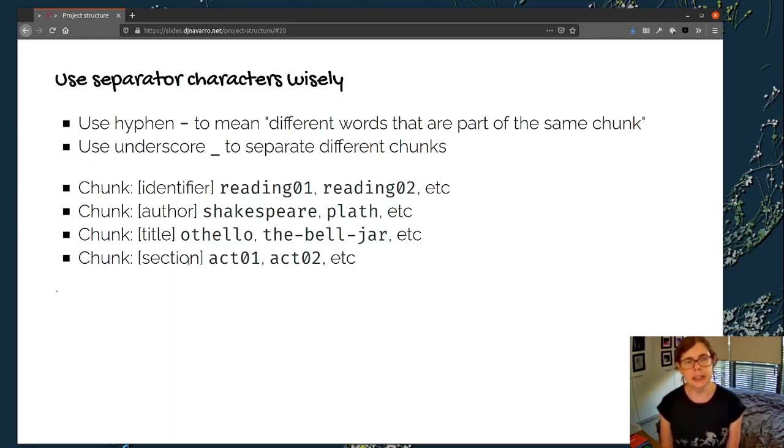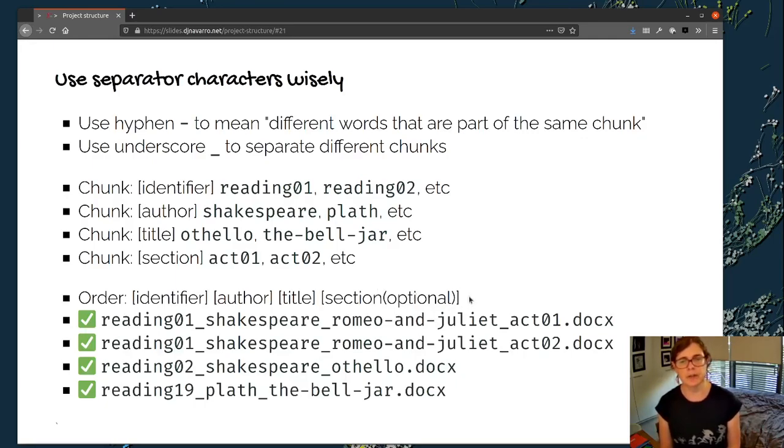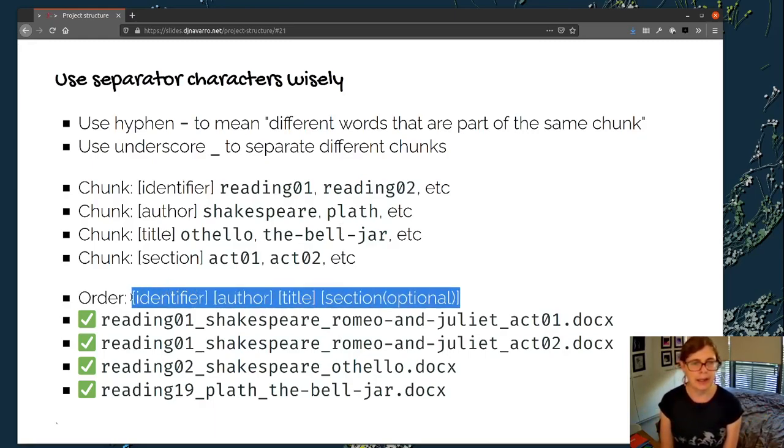And you might have another chunk which specifies which part of the document it corresponds to. So this gives you file names that look like this. If I say that I'm going to have a structure that says all of my readings that I am including for this particular class will have this structure here: first the identifier chunk, then the author chunk, then the title chunk, and then optionally a section chunk. And the chunks themselves will be separated with underscores.